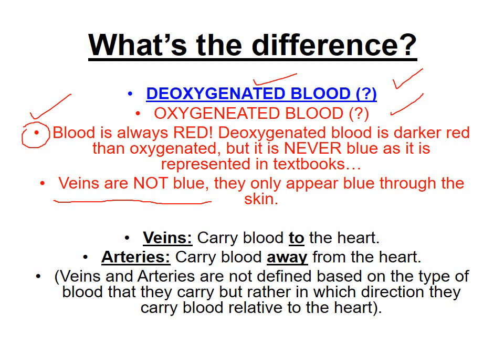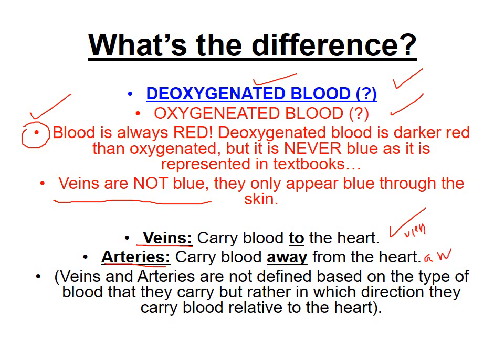It was always red. Another misconception that students have is they say, well, veins carry deoxygenated blood and arteries carry oxygenated blood. And that's not really the case. Sometimes arteries can carry deoxygenated blood, and sometimes veins can carry oxygenated blood. It depends on where they're going to and from. What really defines the vein and the artery, other than their structure, is also the direction of blood. So veins carry blood to the heart, and arteries carry blood away from the heart.